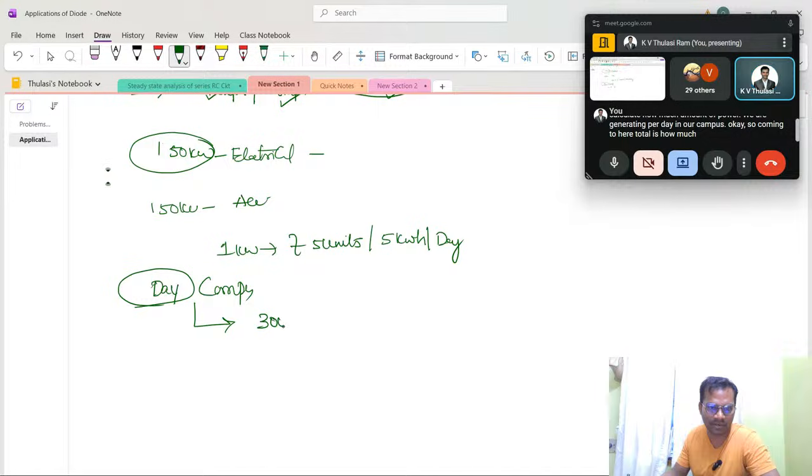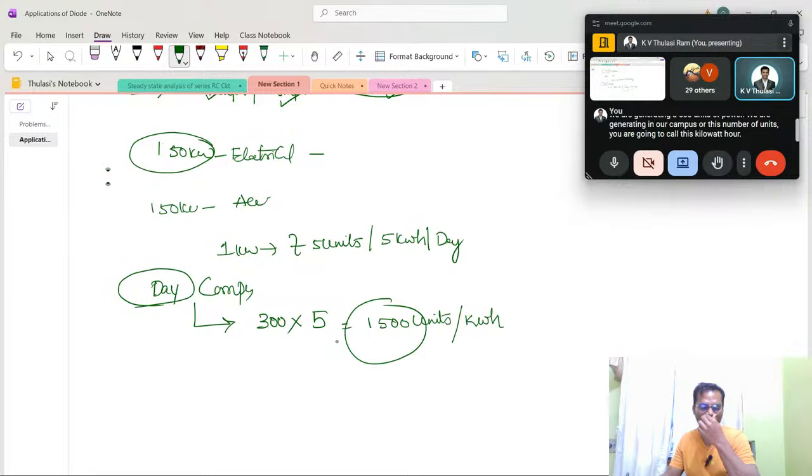The total rating, 150 plus 150, is a 300 kilowatt plant, and each kilowatt will generate 5 units. So per day we are generating 1500 units of power in our campus, and this number of units we call kilowatt hours.